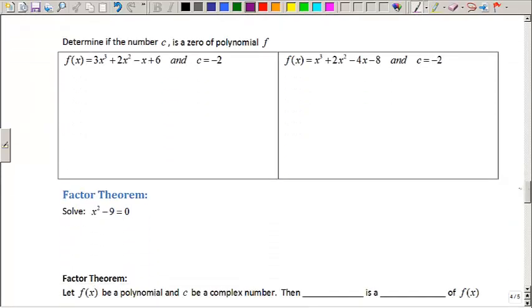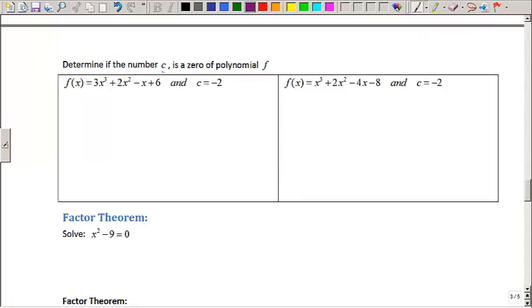So next we're going to use that definition of zero to determine if this number c that I'm giving you is actually a zero of the polynomial. Well, in order for c to be a zero of the polynomial, we just said by the definition f of c must be equal to 0. Again, using the remainder theorem, instead of plugging in -2 into the values, I'm going to use synthetic division.